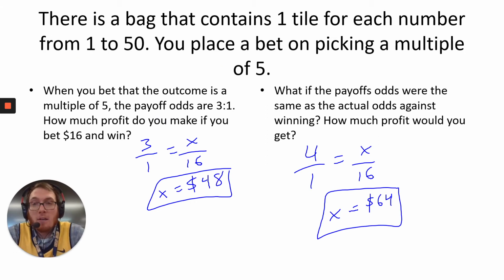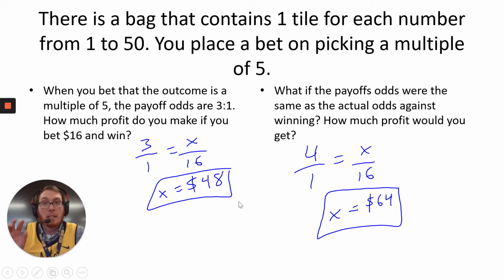Now let's look at the payoff odds. This says that the company is going to give a 3-to-1 payoff odds. That means $3 profit for every $1 put in. How much profit would you make if you bet 16 and win? So that would be 3 over 1 equals x over 16. You just cross multiply it and you get x equals $48.